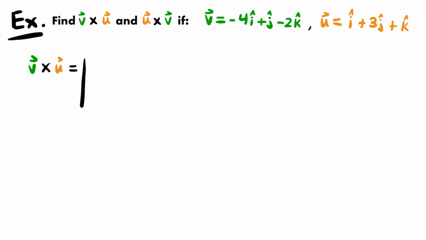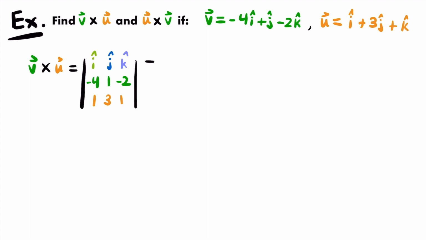All right, so we're going to set up a 3x3 matrix here. Our first row will be the standard unit vectors, so we have i, j, and k. The second row will be the components of vector v, the coefficients of i, j, and k, so we'll have -4, 1, and -2. Then the third row will be the components of vector u, which are 1, 3, and 1, the coefficients of i, j, and k.